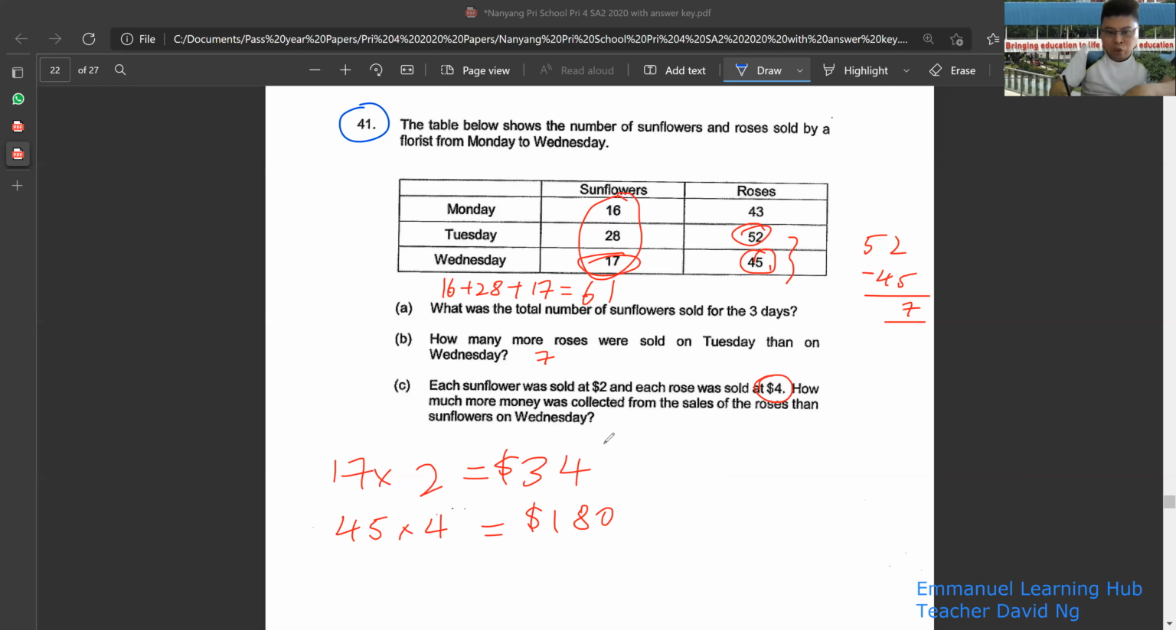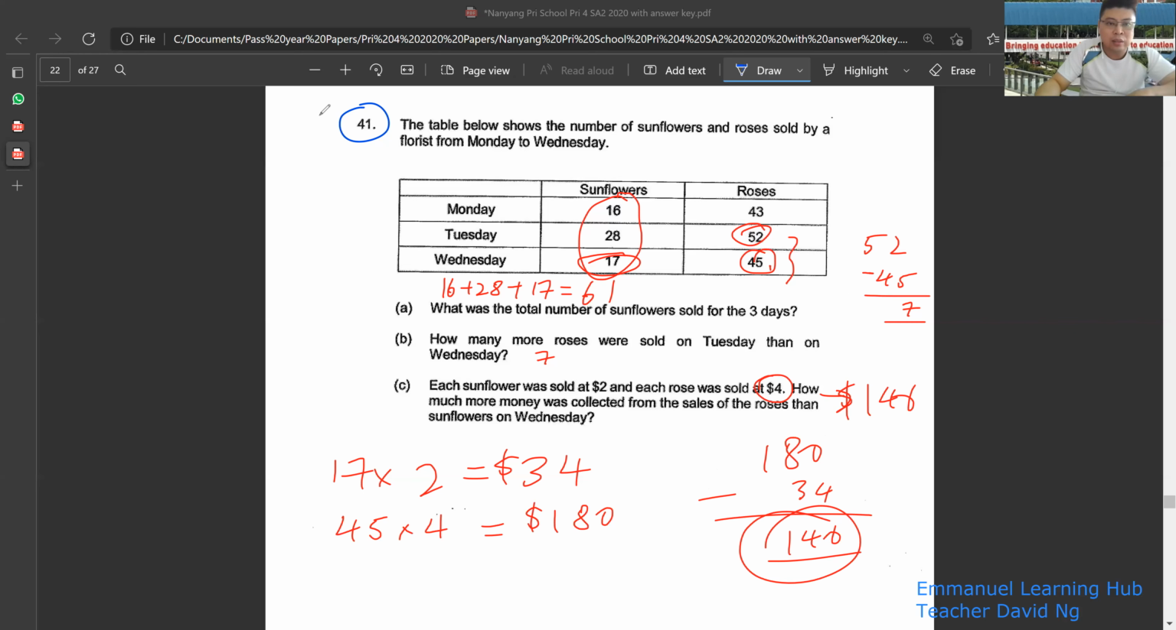Then how much more money was collected? You compare the difference. Okay, you compare the difference. 146. So 146 is the answer. That's how you get 146. Okay? This one okay.